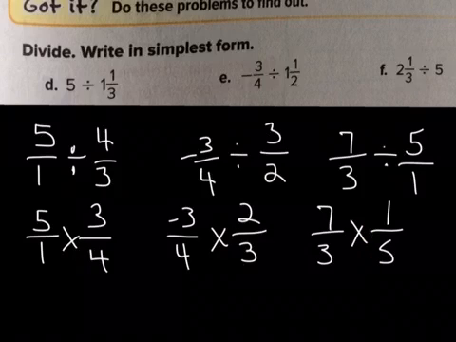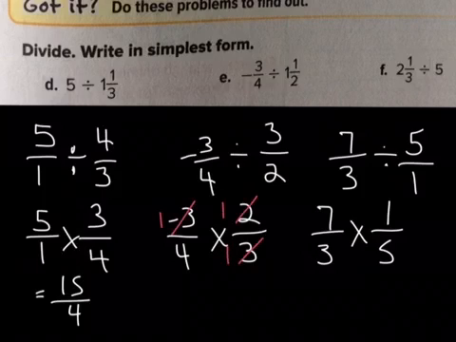See that? And now we can go ahead and cross-reference. Do I have any cross-reference in here? No. So I multiply straight across, and I get 15 over 4, which is an improper fraction. And then over here, I do have cross-referencing, right? I have 3 multiples of 3, 1 and 1. And here I have 1 and 2. You see that? Multiples of 2. Over here, I don't have any cross-referencing for the third one, so I multiply straight across, and I have 7 over 15. This one I can keep as it is, 7 over 15.